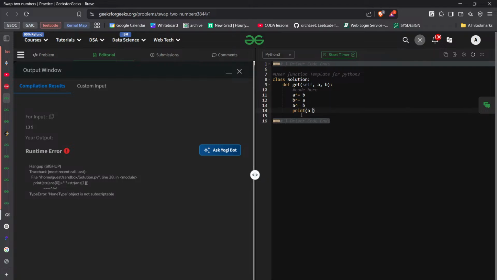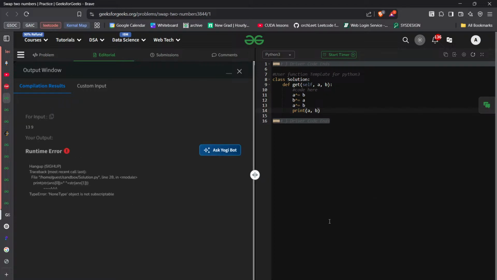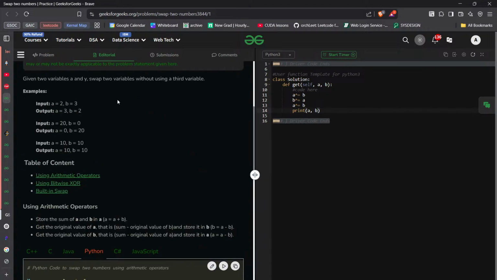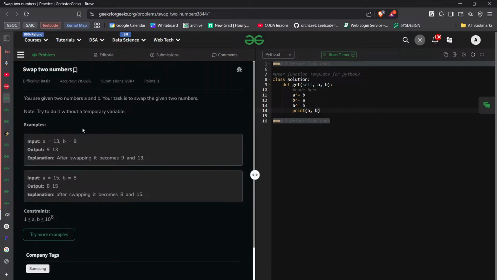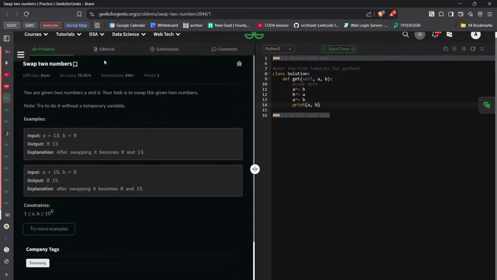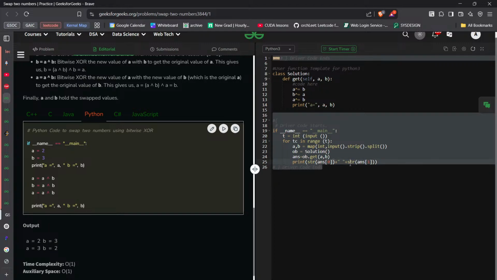Print A, comma B. And tab is not scriptable. What do they want? I don't think they want it in this way. Print string and answer 0.